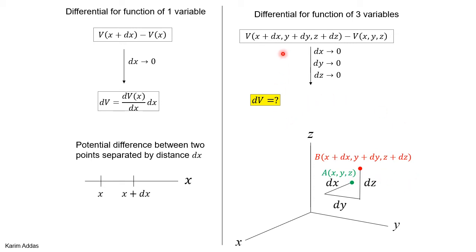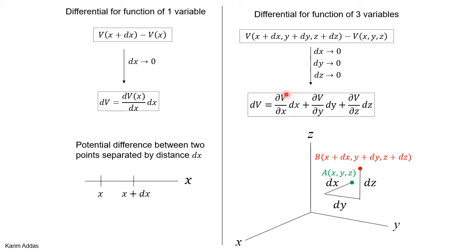So this is basically an issue of mathematics, this part. If you have a function and you want to get the difference in the value of the function at two very close points, dV, what do you think it would be? Think about it for a while and see if you can figure it out, compare it with what it is in one dimension, and then proceed to the next slide.